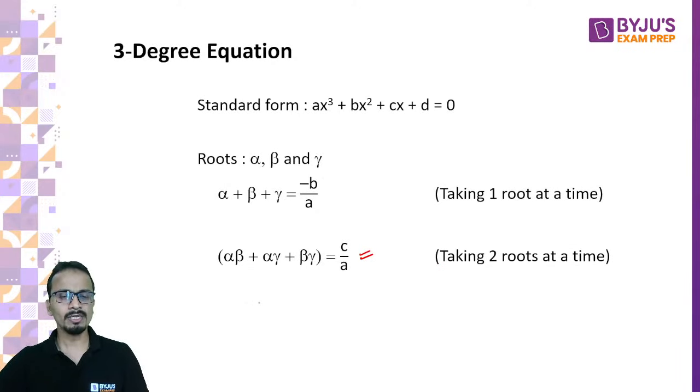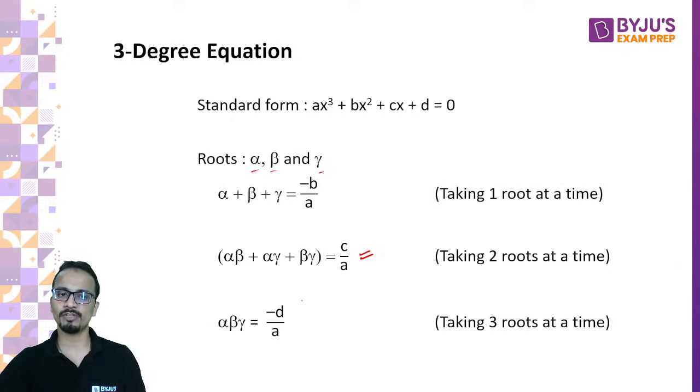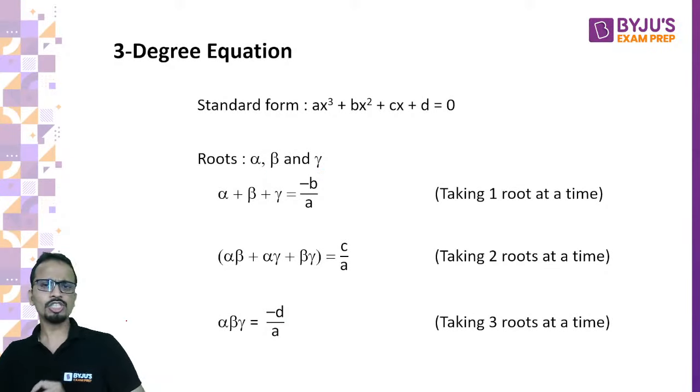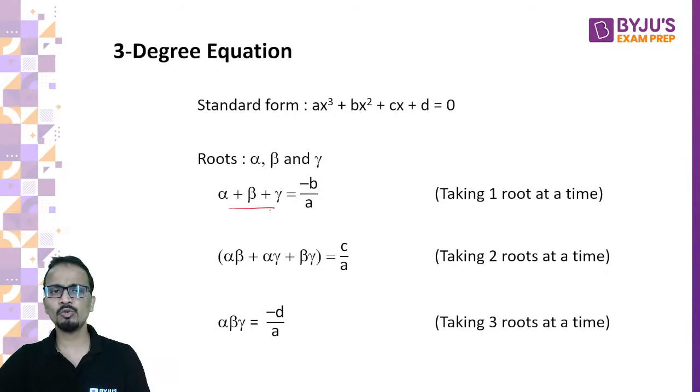Now the next thing, taking all three roots at a time. I have only three roots, so it will become the product of the roots. The product of the roots will be minus D upon A. So this is taking three roots at a time. If you check it carefully, the sums of the roots taking one root, two roots, and three roots at a time have values minus B upon A, then C upon A, and then minus D upon A.